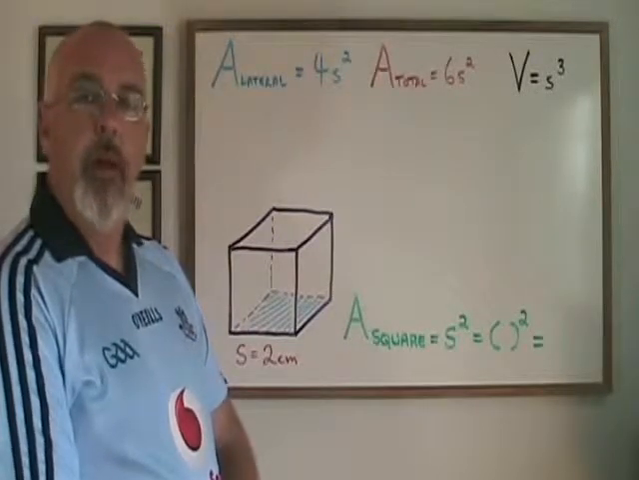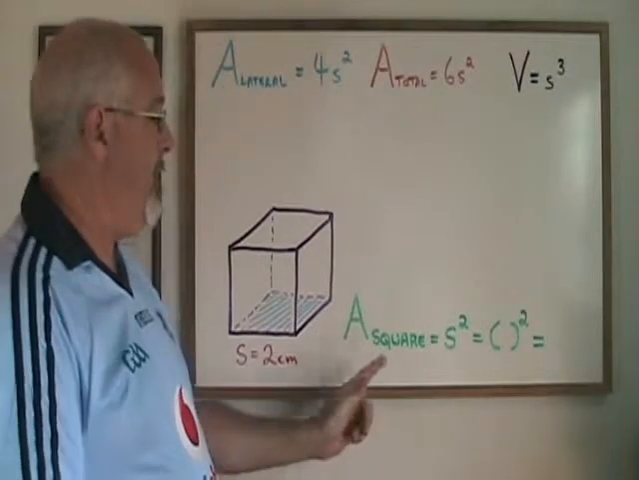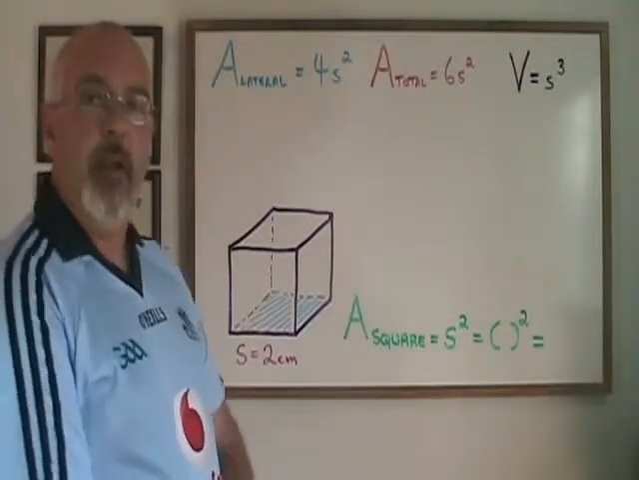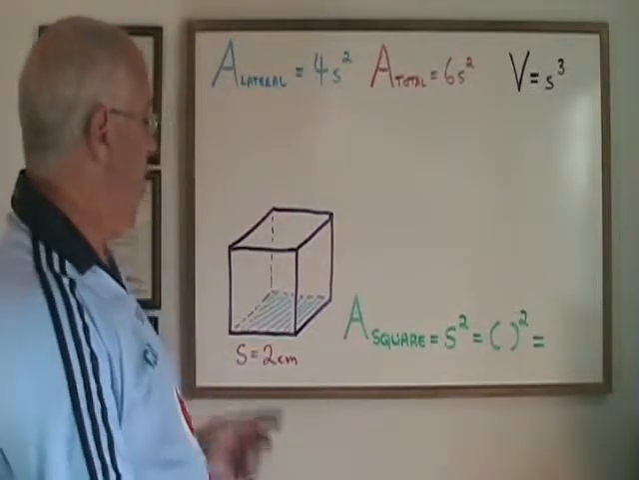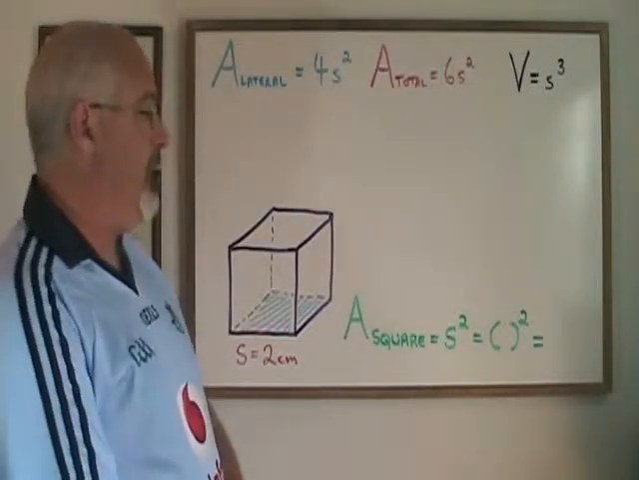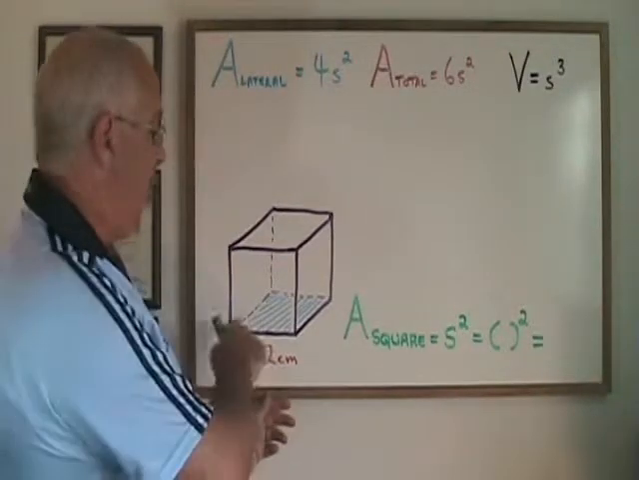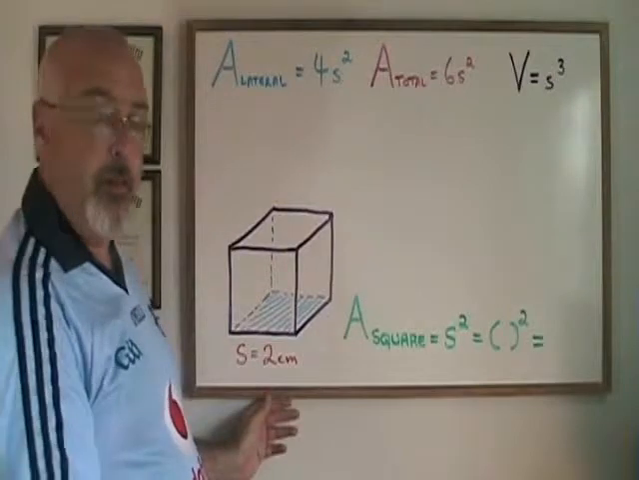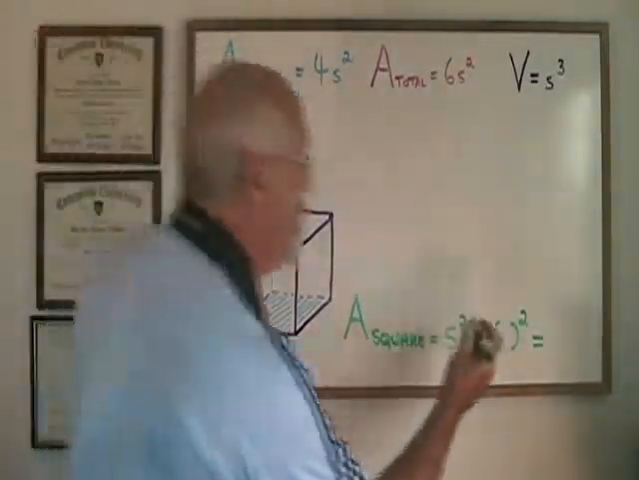In geometry, one of the easiest formulas to remember is the formula for area of a square, which is equal to side length squared, side length times itself. The square on the bottom of this cube is an example. It has a side length of 2 centimeters. That means all of the sides are 2 centimeters. And if we plug that 2 into this formula, we get 2 squared.